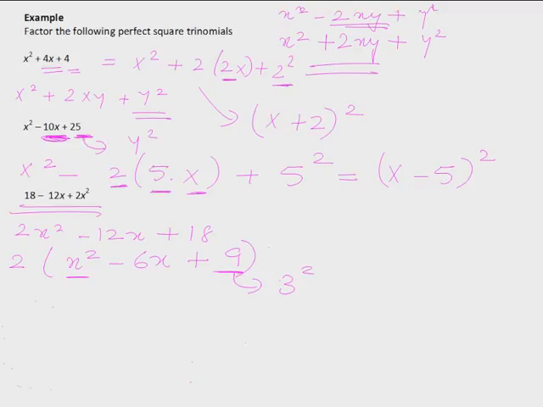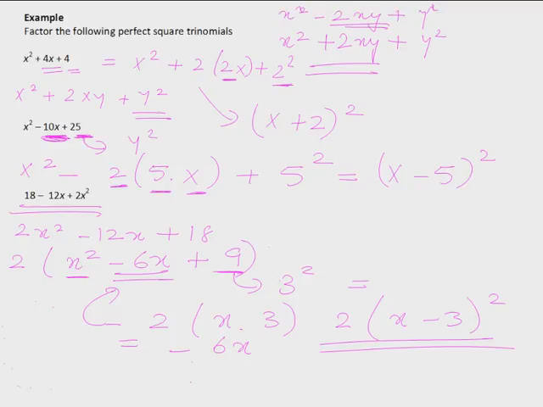I need to check if the middle term matches. The middle term should be minus 2 into x into y. And it is, because this is minus 6x, which is the middle term. So it worked. So this expression is 2 common, x minus 3 the whole square.